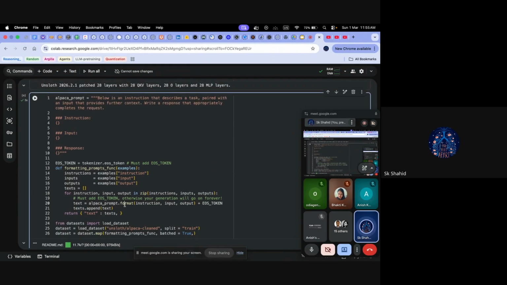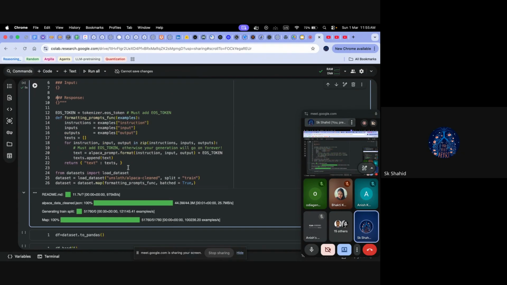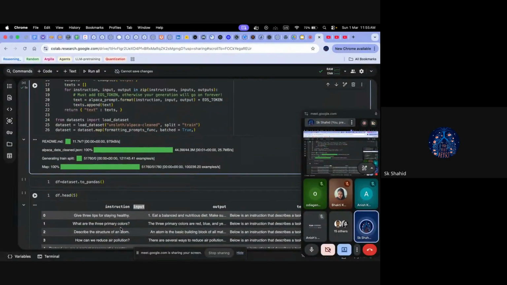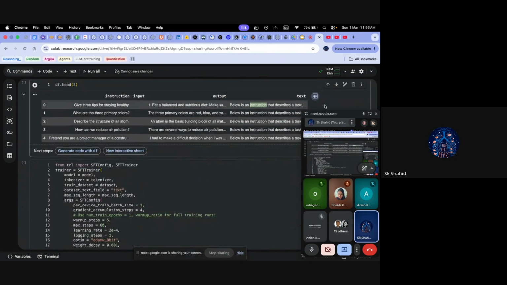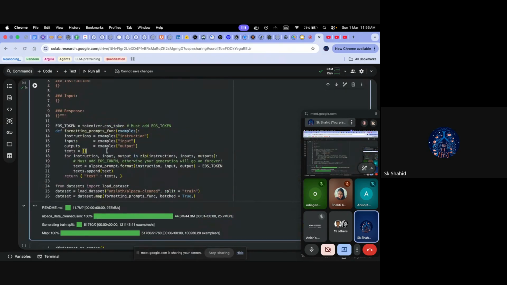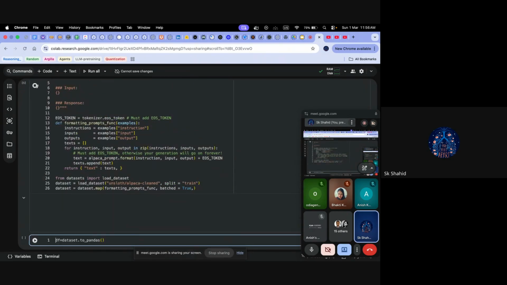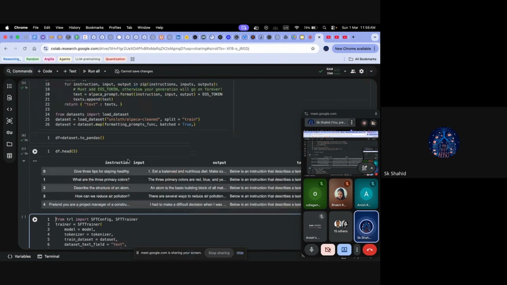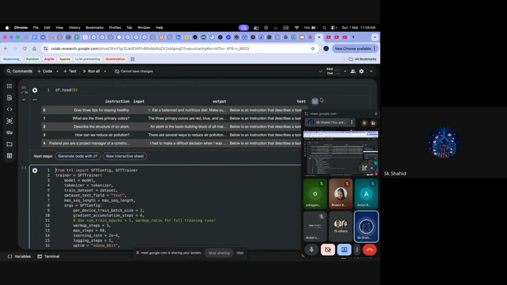So here you see the format method, what it does. It takes the instruction, what we read here, it pastes it here. It takes the input, pastes it here, and the output and pastes it here. That's it. So the function is taking all of your instruction, input and output and pasting it here only. So we'll run this function. After it, my data is ready.